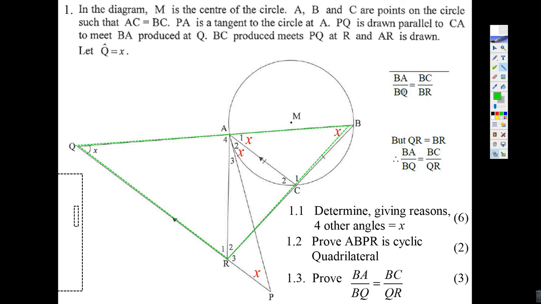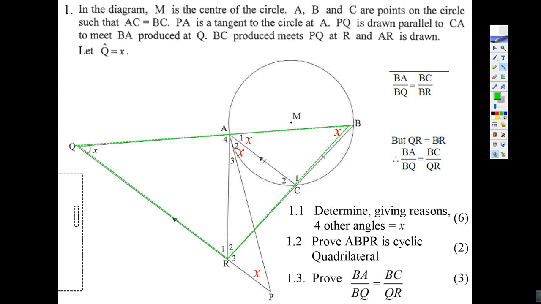But now that we've got this ratio, do you know what? This BR here, it must be equal to QR. And why? Because these equal angles make these sides equal. So we can say that QR equals BR because equal sides are opposite equal angles.